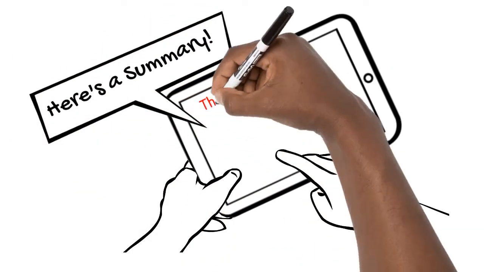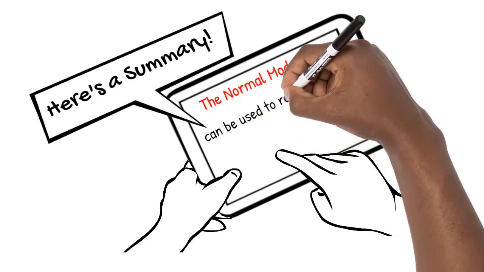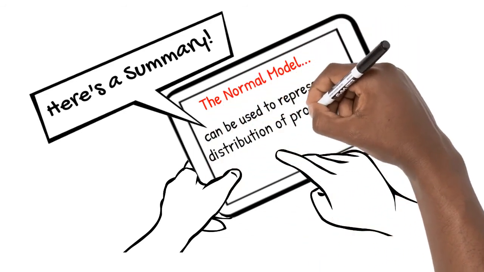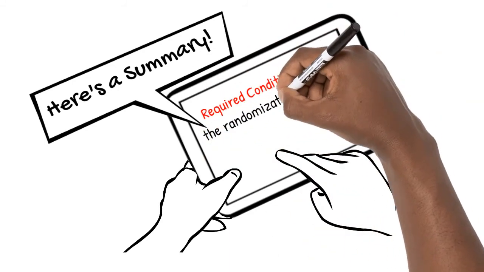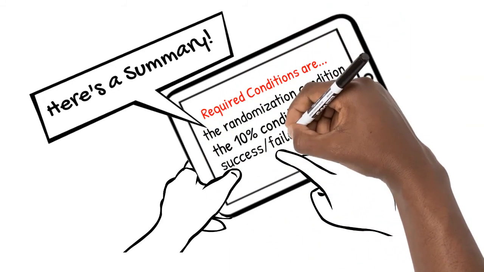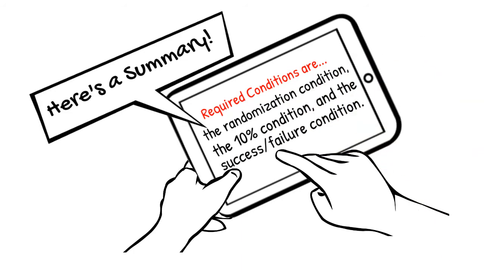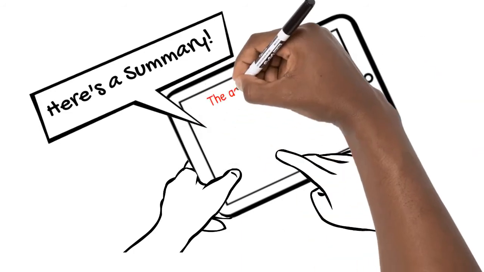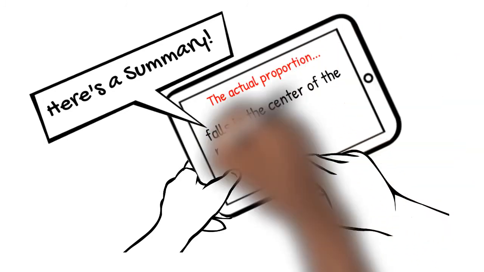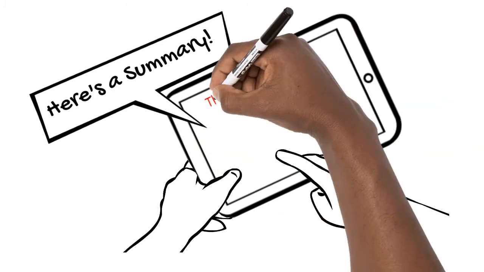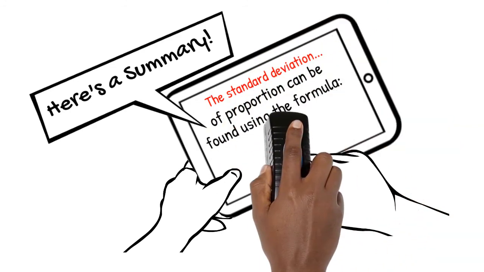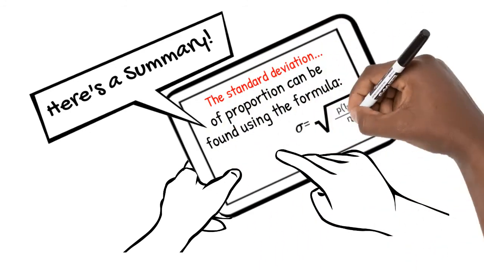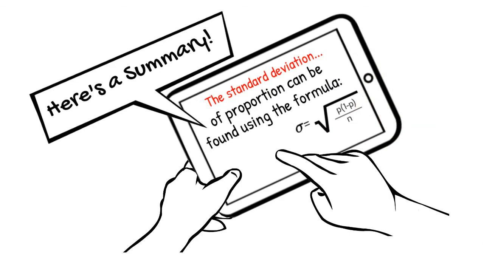Here's a summary of what we've learned. The normal model can be used to represent the distribution of proportions for several samples. Required conditions are the randomization condition, the 10% condition, and the success-failure condition. The actual proportion falls in the center of the normal model. The standard deviation of the proportion can be found using the formula standard deviation equals the square root of p times 1 minus p over the sample size.